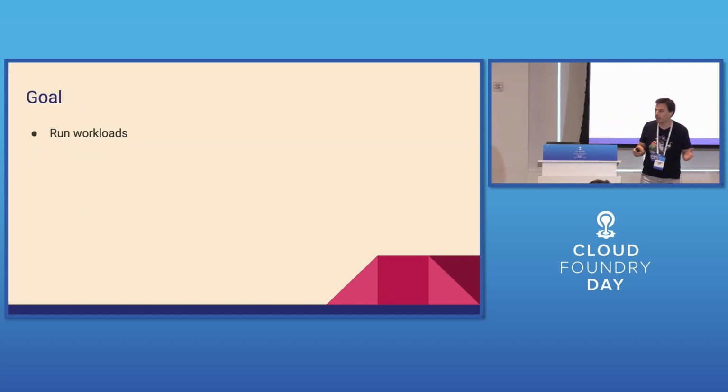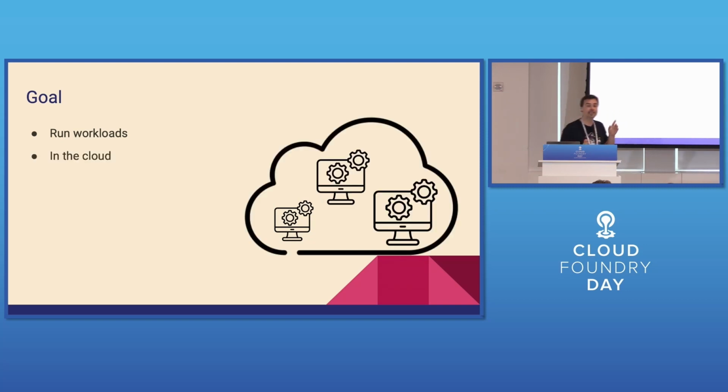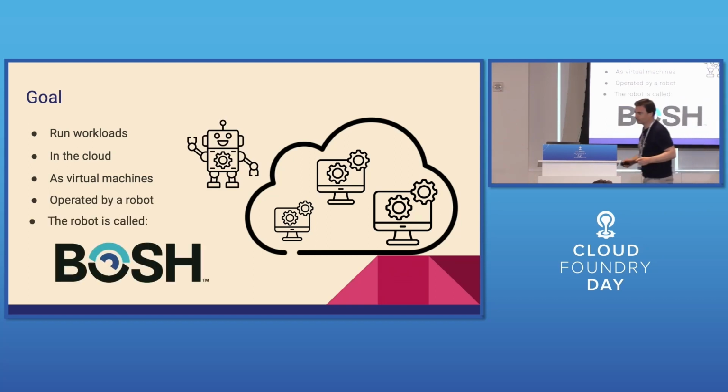Why the hell? The final goal behind all that is what? Is to run workloads. Small, medium, large, in the cloud. And as virtual machines. Operated by a robot. And the robot is called BOSH.